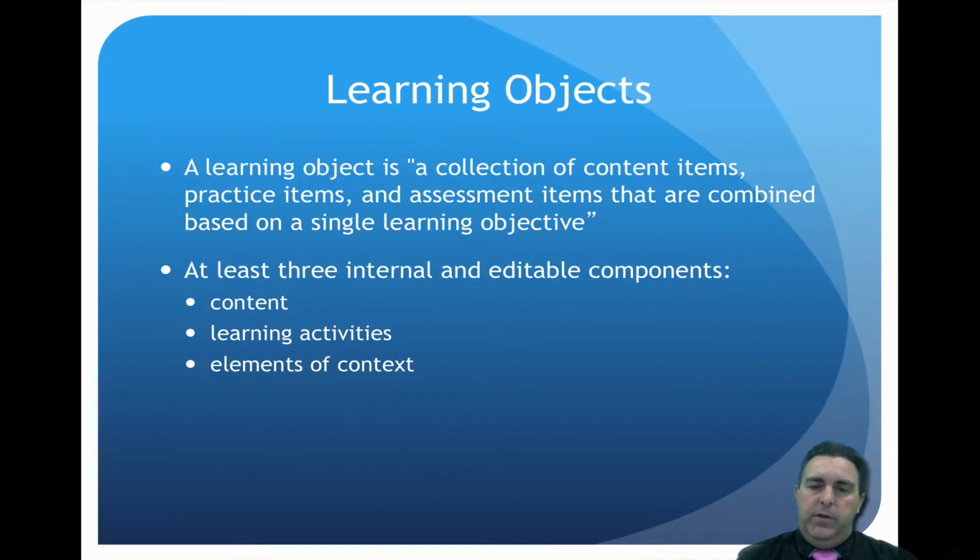Now we're going to go over learning objects. A learning object is a collection of content items, practice items and assessment items combined based on a single learning objective. It's a technical term. Basically it's content, a learning activity and elements in context. So it may be an activity, it may be a video that gets discussed, it may be a PDF that gets read and then interpreted. There are lots of different things.